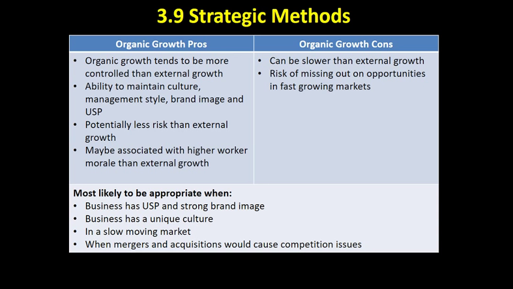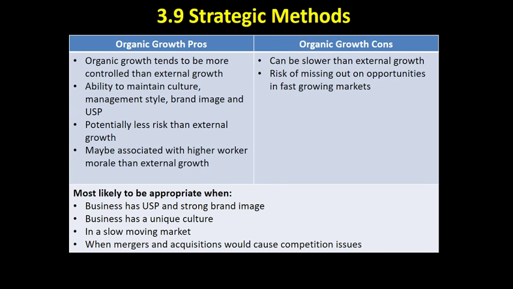In terms of the cons of organic growth, well, one of the benefits of external growth is that it can be done extremely quickly. You know, if I buy another company, I'm effectively buying their customers, buying their assets straight away. I get a whole network of shops or customers or whatever it is that I've bought. Whereas organic growth is much slower. It takes time to build new factories. We've got to train new staff.